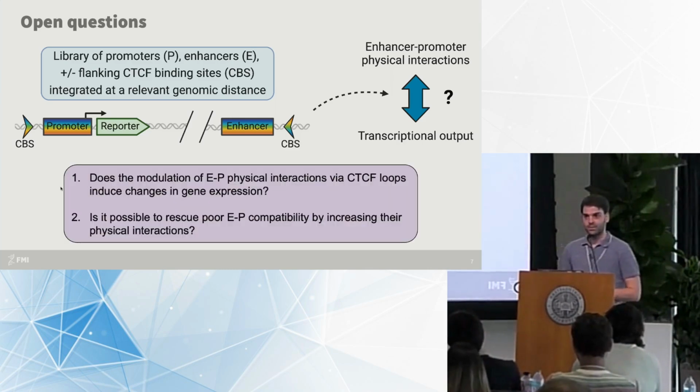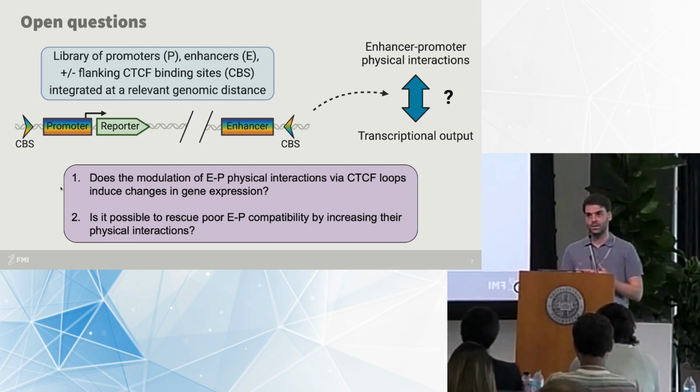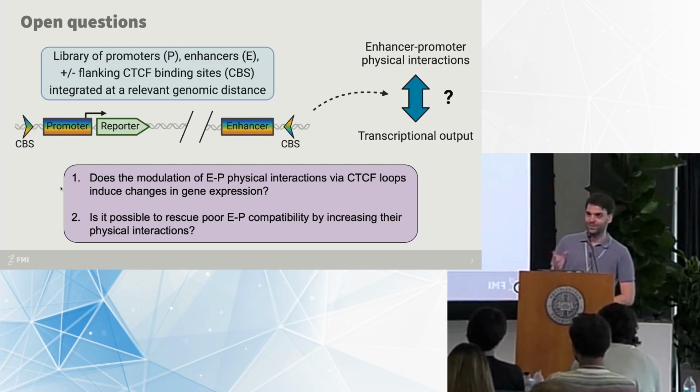And so with this system, I would like to answer still open questions in the field, such as whether the modulation of enhancer promoter physical interactions via CTCF looping induces changes in gene expression, and if so, is it possible to rescue poor biochemical compatibility by forcing loops between enhancers and promoters? And I have to note here that the project is still very preliminary, so I'm going to show you more the method development part and just some very preliminary data that I've got. So yeah, bear with me.